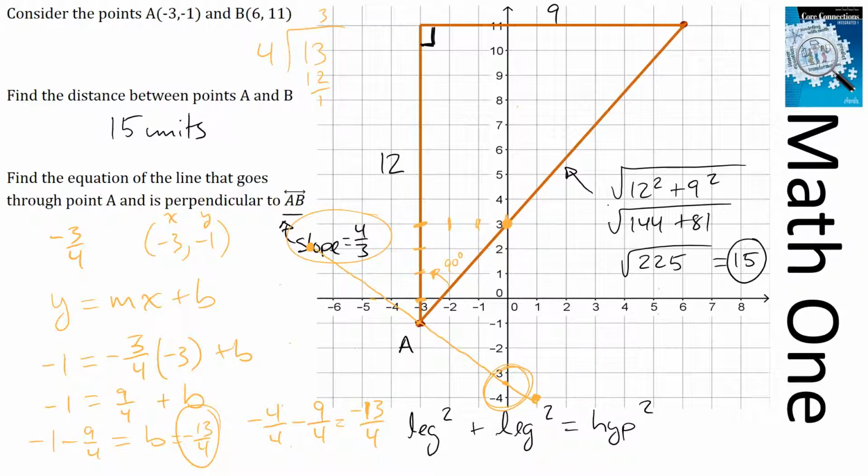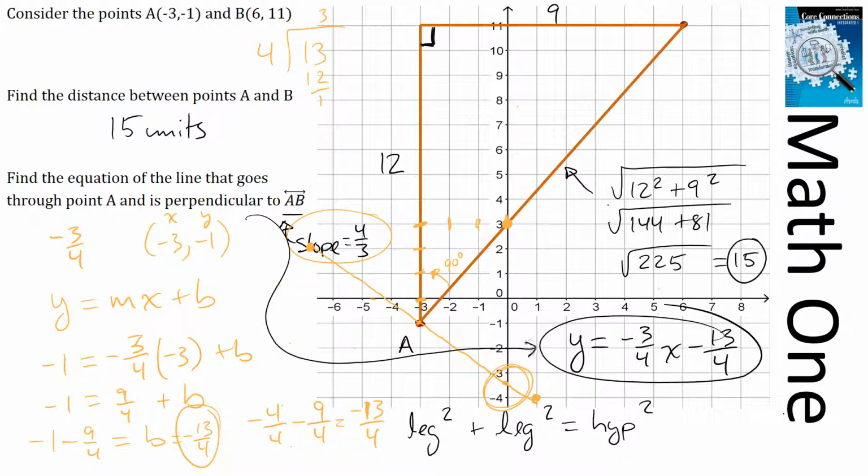So at this point, we can write the equation of this perpendicular line. I've used up all of my room, so I'll write it over here. The equation of this line is y is equal to my slope, -3/4, x, and then my y-intercept is -13/4. So that's the equation of the line that is perpendicular to line AB, and it goes through the point -3, -1.